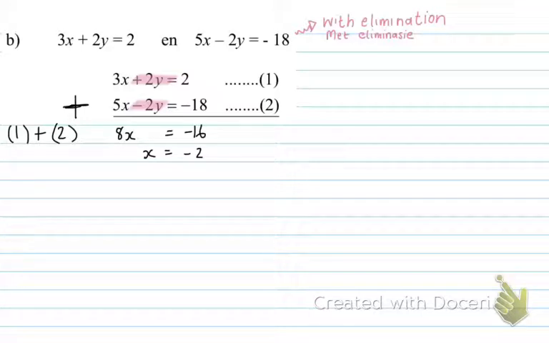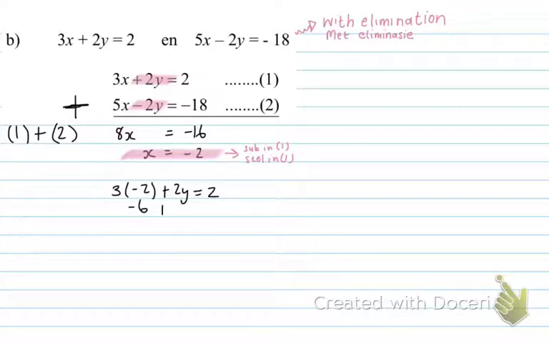To get y, I'm going to substitute that x back into one of the equations. I took equation number 1. So I substituted it back into equation number 1. I take equation number 1, 3x plus 2y is equal to 2. Okay, so what is x now? X is negative 2. So it's 3 times negative 2 plus 2y is equal to 2. So 3 times negative 2 is negative 6 plus 2y is equal to 2. Take the 6 over, then I have 2y is equal to 8, y is equal to 4. Then I have my answer for x and for y. I put it in coordinate form, negative 2, 4.